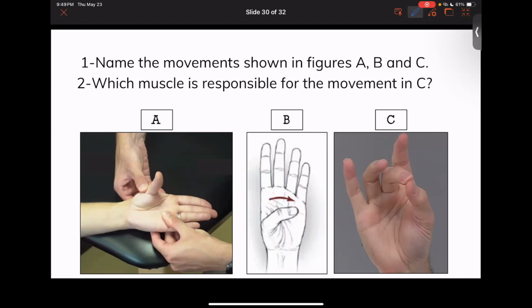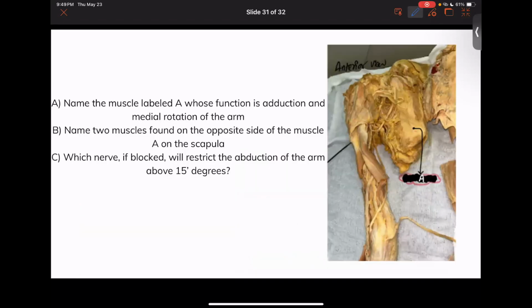Now, which muscle is responsible for the movement in C? C is opposition, so it's the opponens pollicis, and because it's of the thumb, it's supplied by the median nerve. But we also have opponens digiti minimi, which would be supplied by the ulnar nerve. So keep that in mind. Yeah, I think that's pretty much it for this. Okay, let's move on.